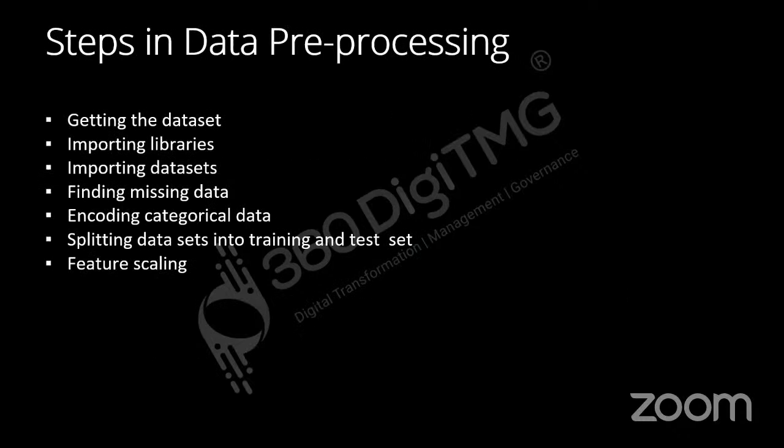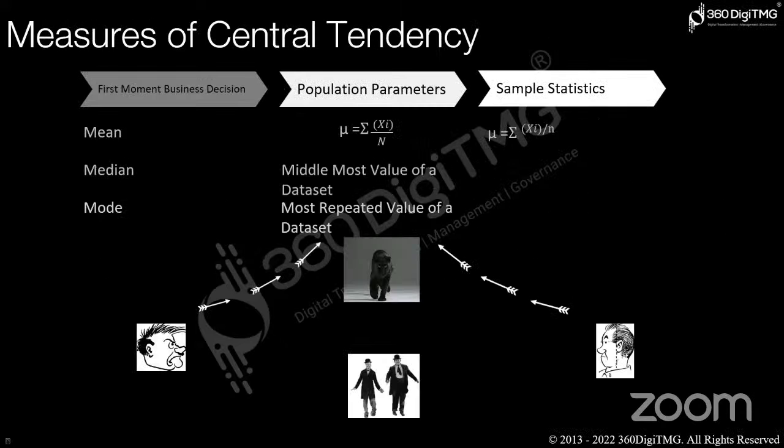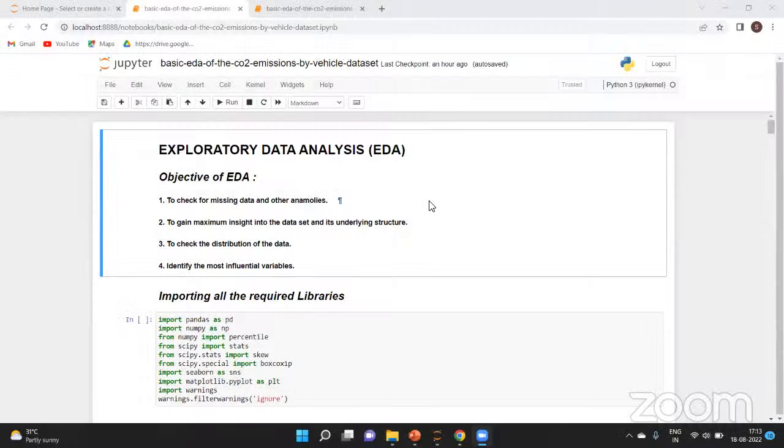So let us try to understand more by going through hands-on. I have taken one data set, a basic EDA of the CO2 emissions by vehicles data set. In the data set, the columns are the features related to the emissions of CO2, carbon dioxide. Carbon dioxide is very harmful to the environment.